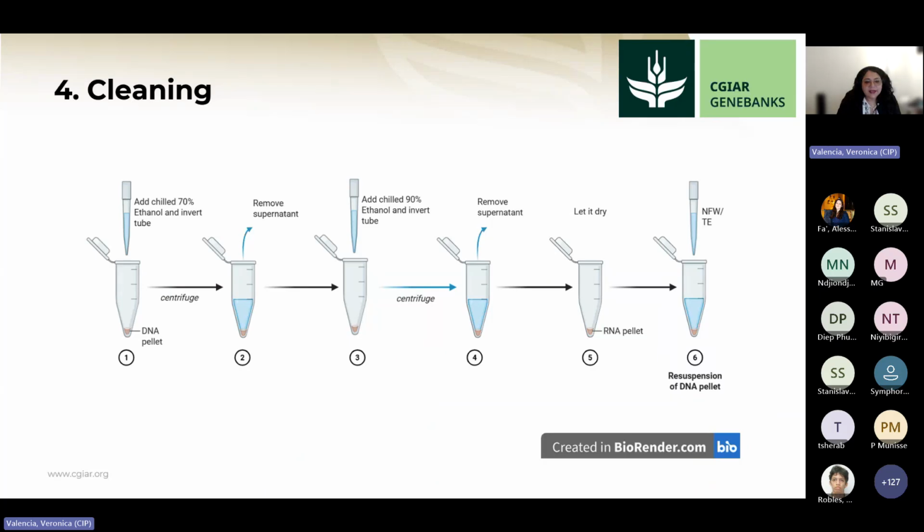Okay, so the cleaning phase, I had to put here just these images because I couldn't find the pictures. But we have here two cleaning phases. We add chilled 70% ethanol, and we invert the tubes to wash it, right? We remove the supernatant, we add chilled 90% ethanol. We again do the same, invert tubes, and remove the supernatant, and we let it dry. We let it dry upside down about a minute or two.